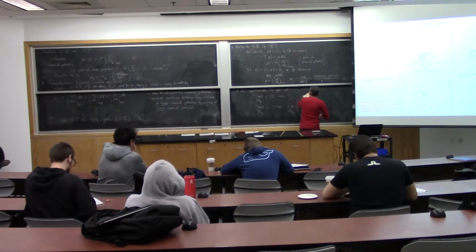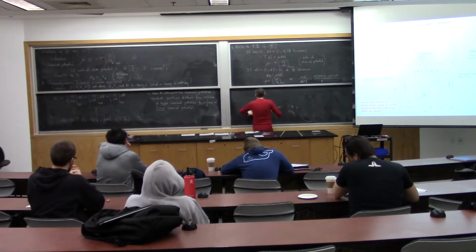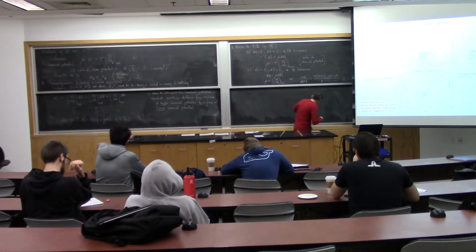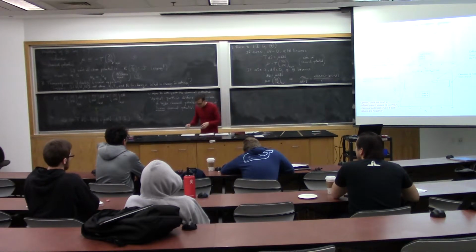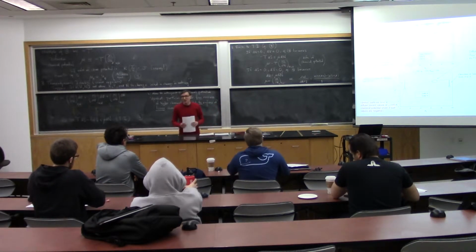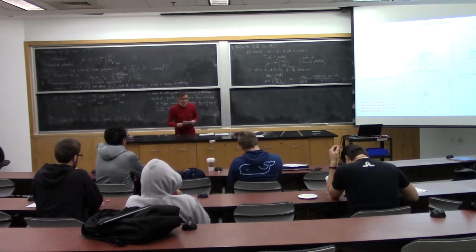And so I can think of chemical potential as the rate of change of the internal energy with respect to particle number if you don't change the entropy and the volume. Okay?